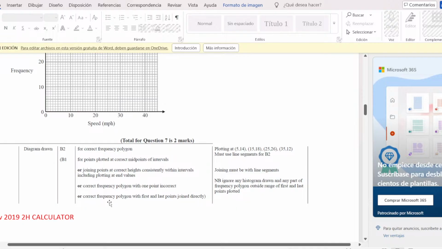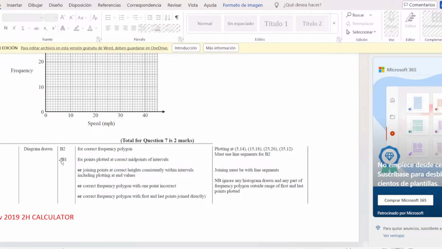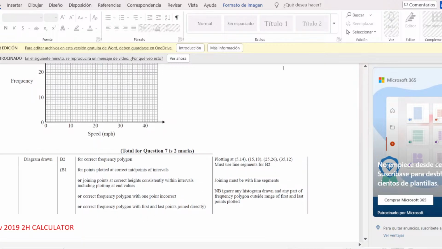Oh, here, is it this one? Here. So do you see here you get 2 marks, the actual question was 2 marks, but then this B1, all of this list here is for if any of this is slightly wrong, they'll only give you 1 mark. So this last option says, correct frequency polygon with first and last points joined directly. That will only give you 1 mark. That's saying if you join it up and create like an actual polygon, they're saying you'd only get 1 mark in that case. So I guess it depends, but in this one they've specifically said not to join it up.